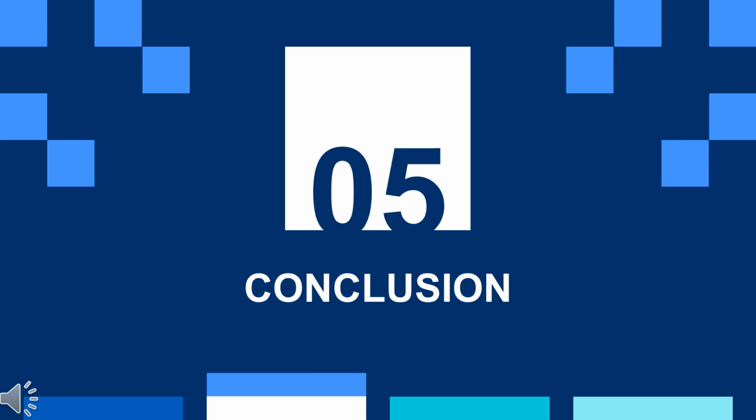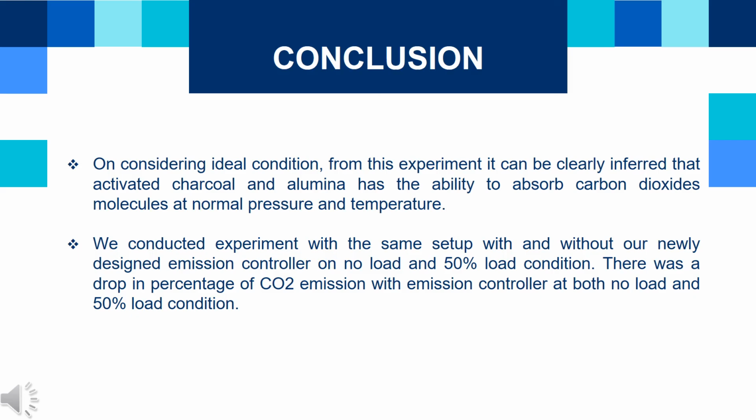The next part is the conclusion. The exhaust gases from automobiles, after passing through the catalytic converter, can also pass through the emission controller to reduce the CO2 and NO2 emission by the absorption technique, ultimately resulting in lower environmental degradation. On considering the ideal conditions from the experiment, it is clearly inferred that activated charcoal and activated alumina have the ability to absorb carbon dioxide molecules at normal pressure and temperature.